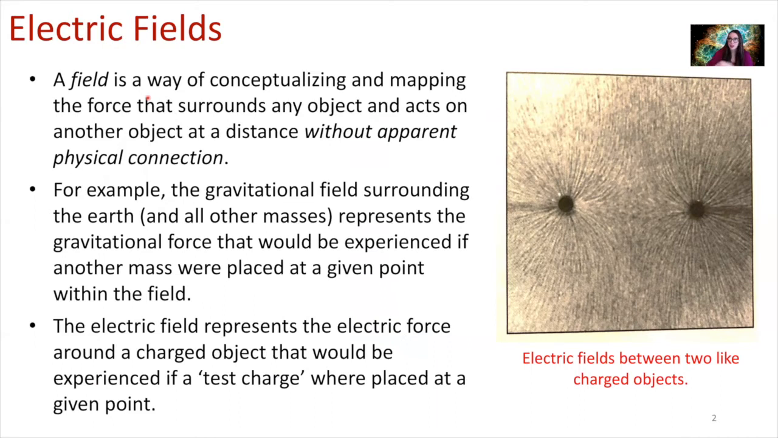We talked about gravitational fields last semester. We're going to talk about electric and magnetic fields this semester. A field is just a way of conceptualizing. It's a mathematically useful way to conceptualize and map forces that surround any object and that act on other objects at a distance without those objects touching. So our gravitational field that we learned about last semester, surrounding the Earth and all other masses, represents the gravitational force that would be expected if another mass were placed at a given point within that field. So the field maps out how the forces might behave near a body.